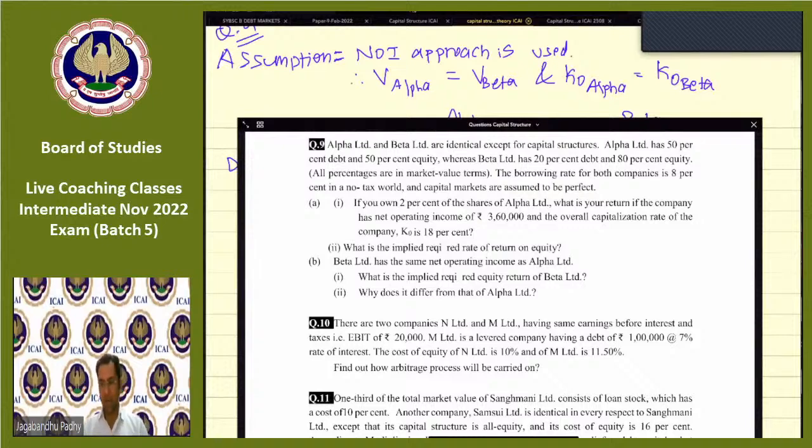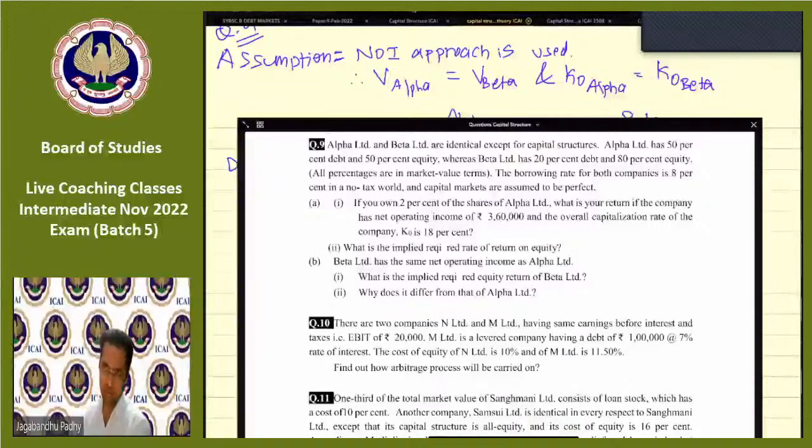Okay, so they are identical except for capital structure, and they say that one company is having debt, the other is not having any debt. Borrowing rate is also the same, and they're asking us what is the required return on equity. Now, when we are being asked what is the required return on equity, it means equity return is going to differ as per the proportion of debt.